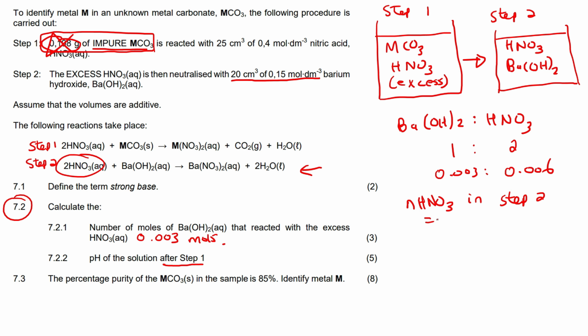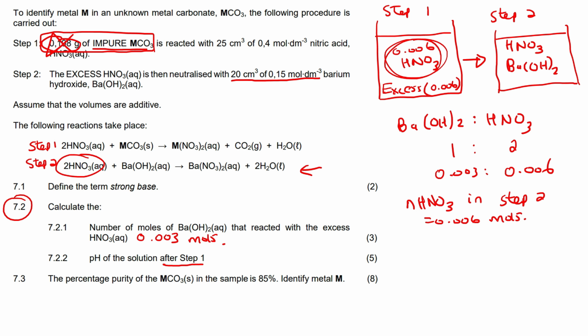So we can then say that the moles of HNO3 in step 2 is 0.006 moles. Okay, but now that is also the excess that we had over here. So we can now say that in this reaction, the excess, not the amount that reacted, the excess, the leftovers, is 0.006. So you can imagine that these two things reacted, and after all of this was neutralized, there was 0.006 HNO3 left over floating around in the container.